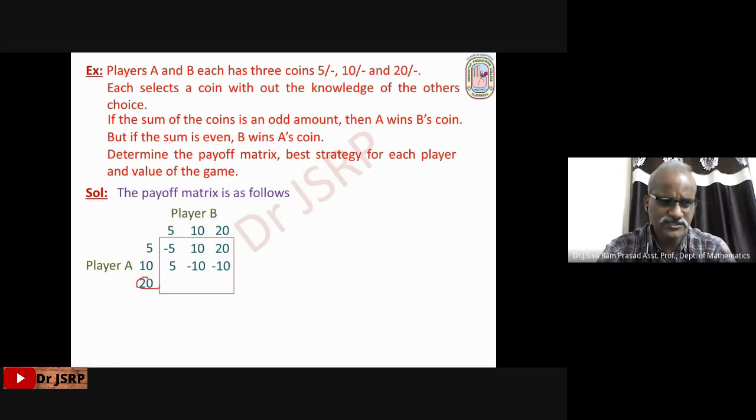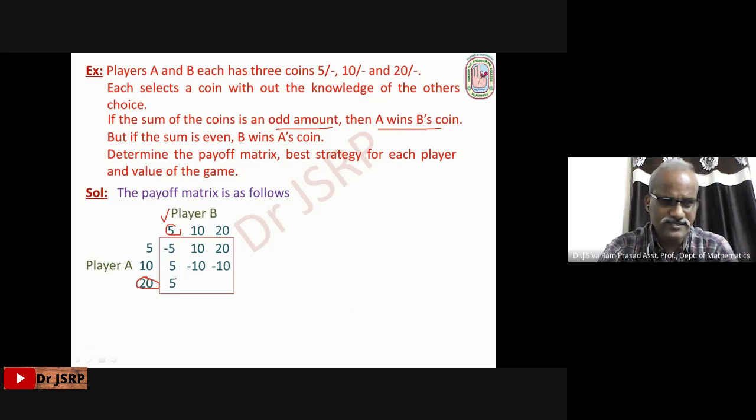Suppose A selects 20 rupees and B selects 5 rupees. So the sum is 25, which is an odd number. Then A wins B's coin. Here B's coin is 5. So A wins 5. A wins means it is a positive payoff. So it is plus 5.